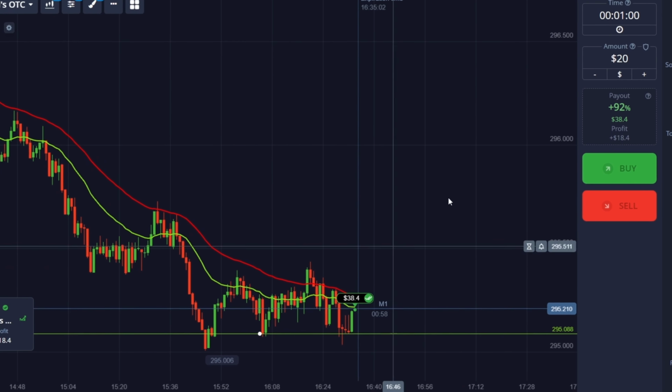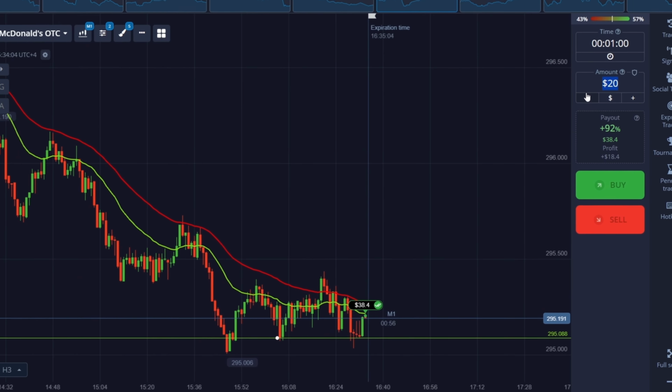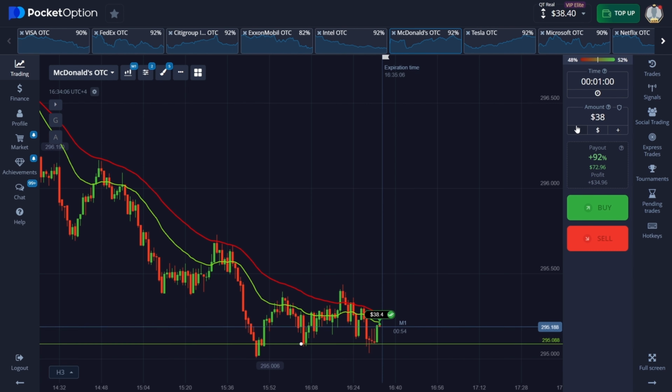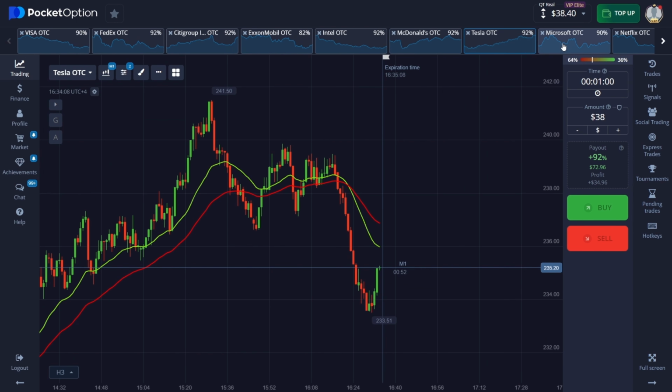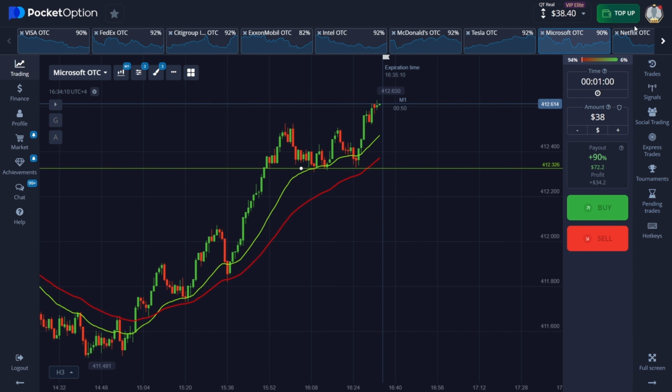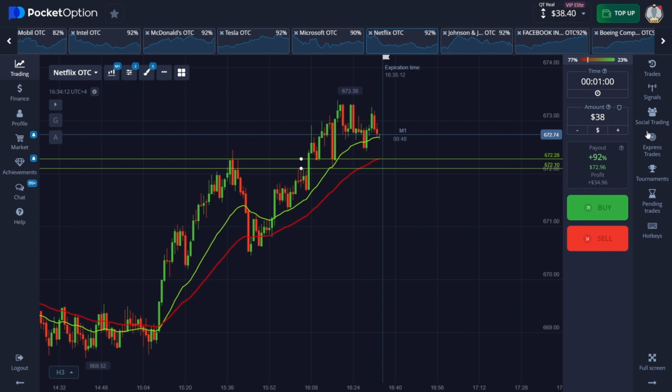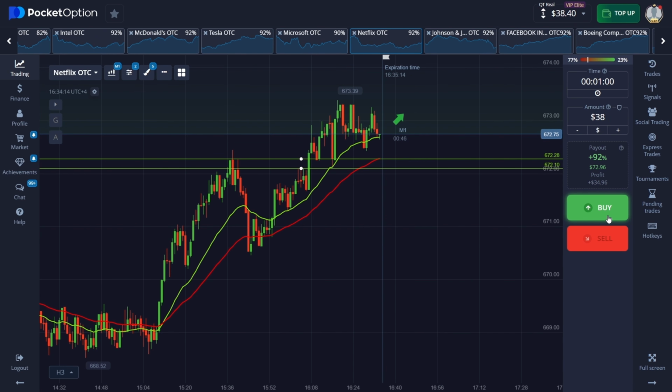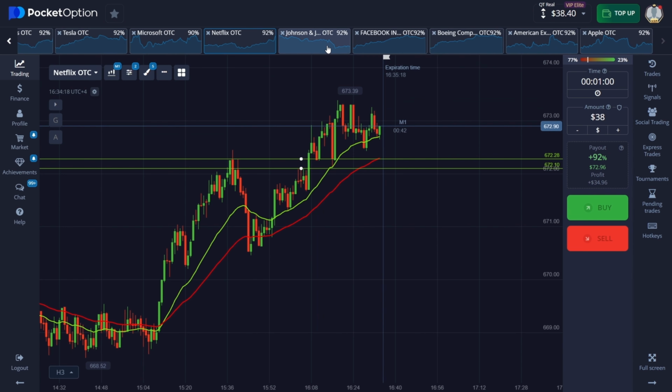It's a win. We won another trade on McDonald OTC. Now my balance turns into $38. Let's find another trade for $38. Here we have a trade on Netflix OTC for the upside move, but the candle has already turned green, so we will avoid it.